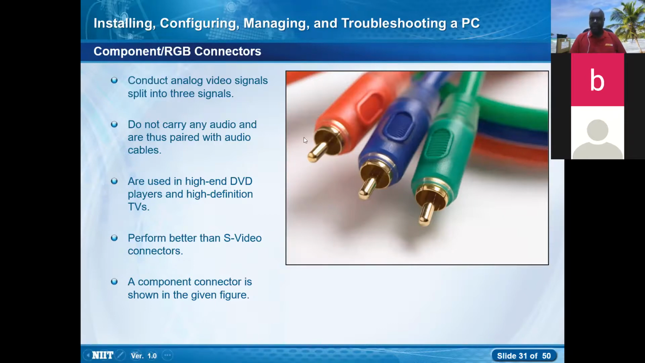Okay, so this can be found on some television sets, so you can connect maybe a satellite TV decoder to a television set.